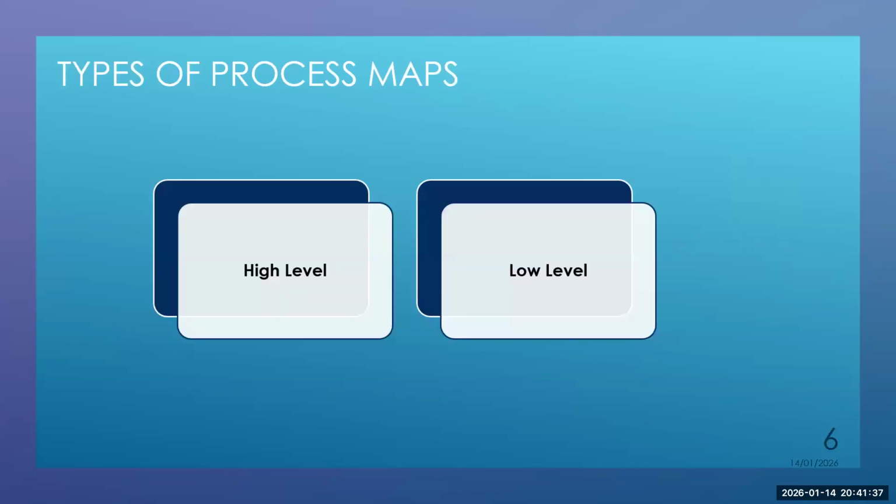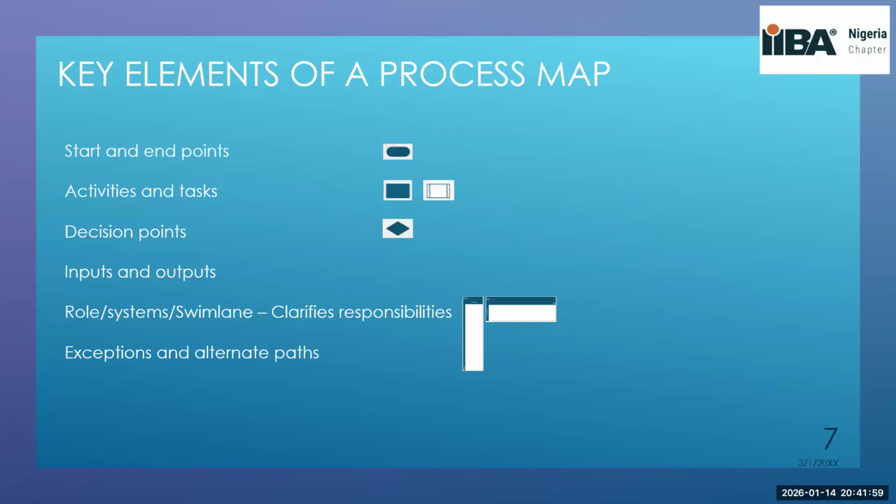What are the types of process maps that we have? We have the high level, we have the low level. The high level expresses the main activities in the process, but the low level will give us every bit of the process that is involved. We'll look at an example of each of them. The key element of process mapping: there must be a start point and an end point.